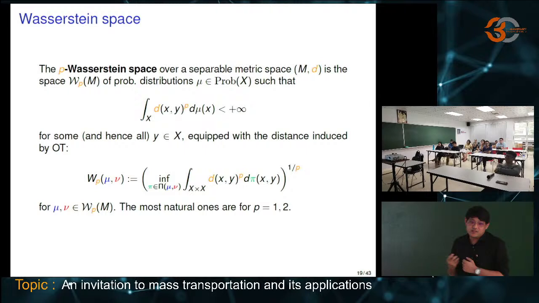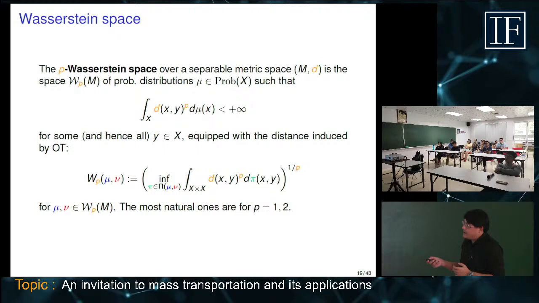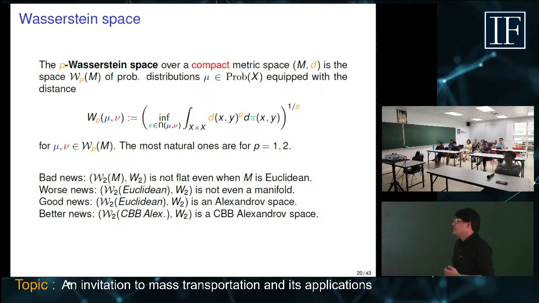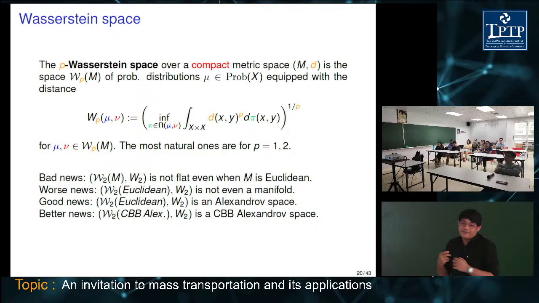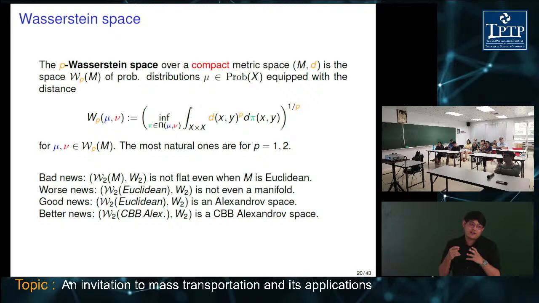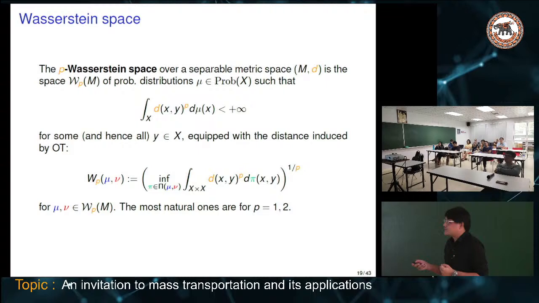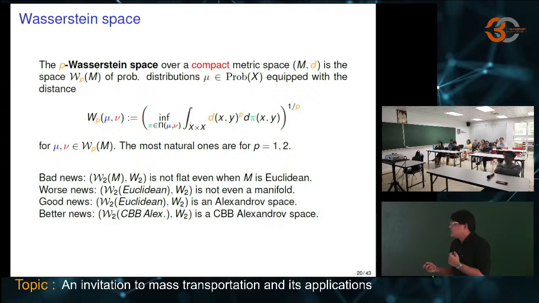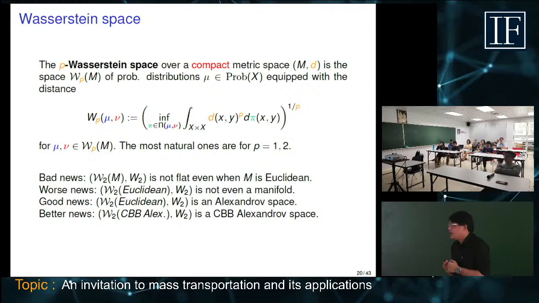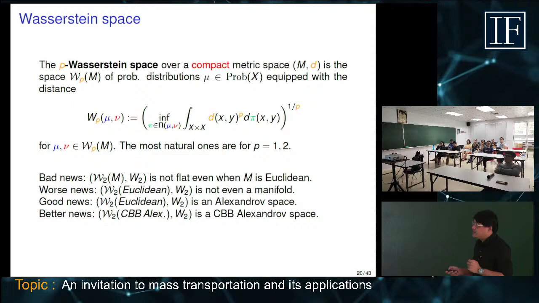And if you feel uncomfortable about the notion here, this is a simplification. If you consider a compact metric space, and if you think of Euclidean space, you can think of a set which is closed and bounded, like a box or a sphere. If you restrict yourself to this compact set, then you can forget about these conditions. They are automatically satisfied. So you can consider this P, the Wasserstein space over a compact metric space. And the most natural choices for P are P equals 1 and 2.